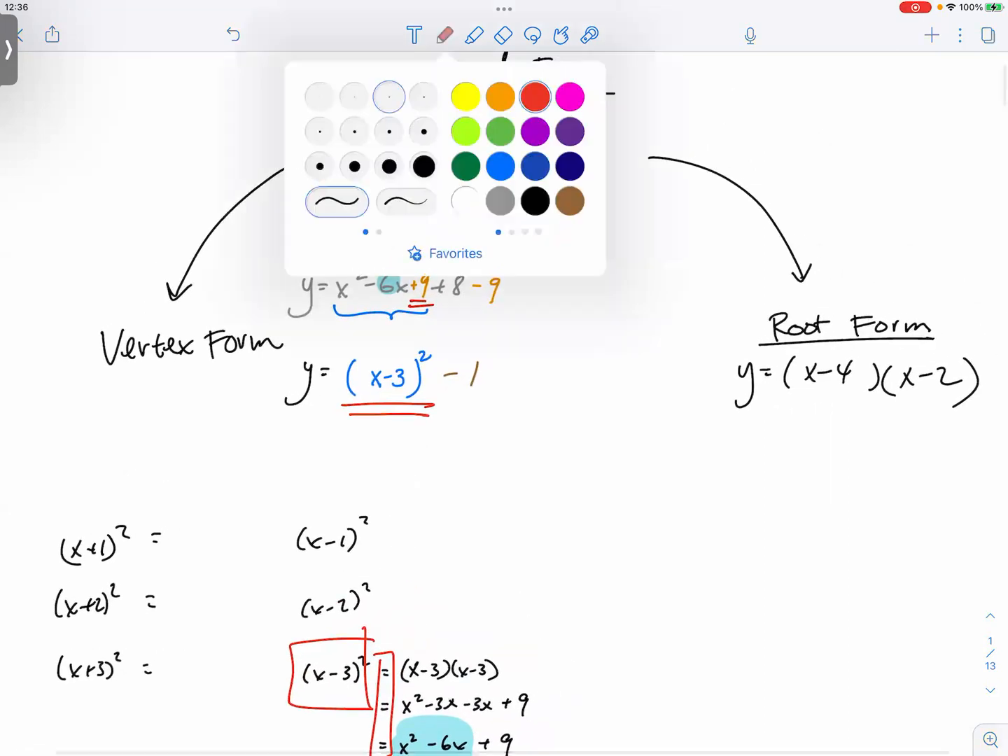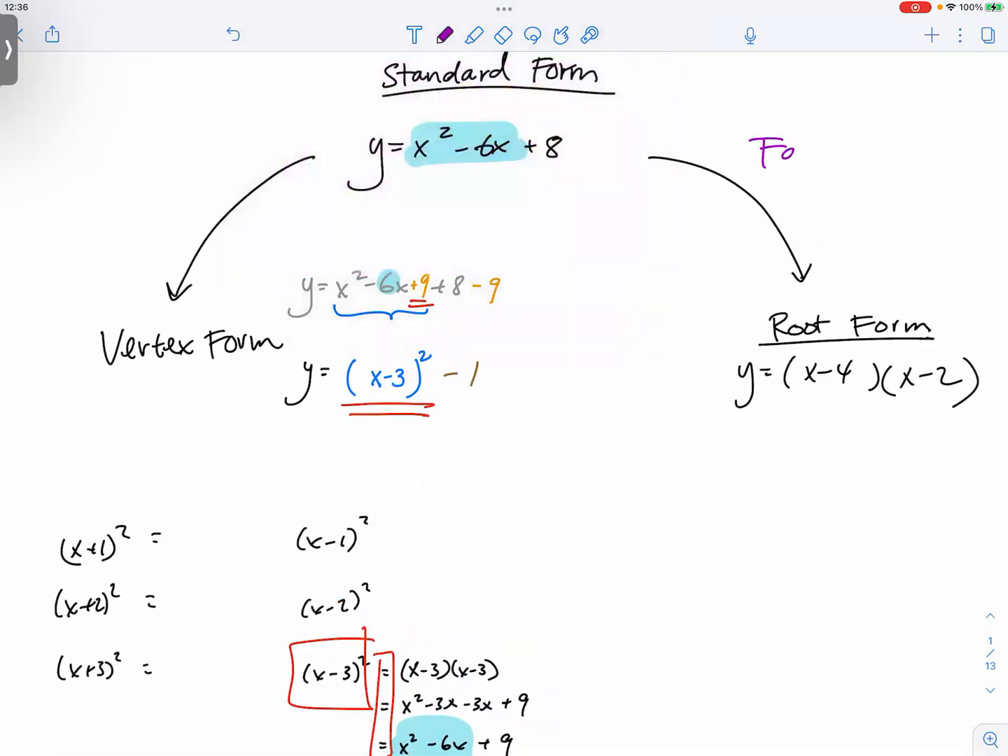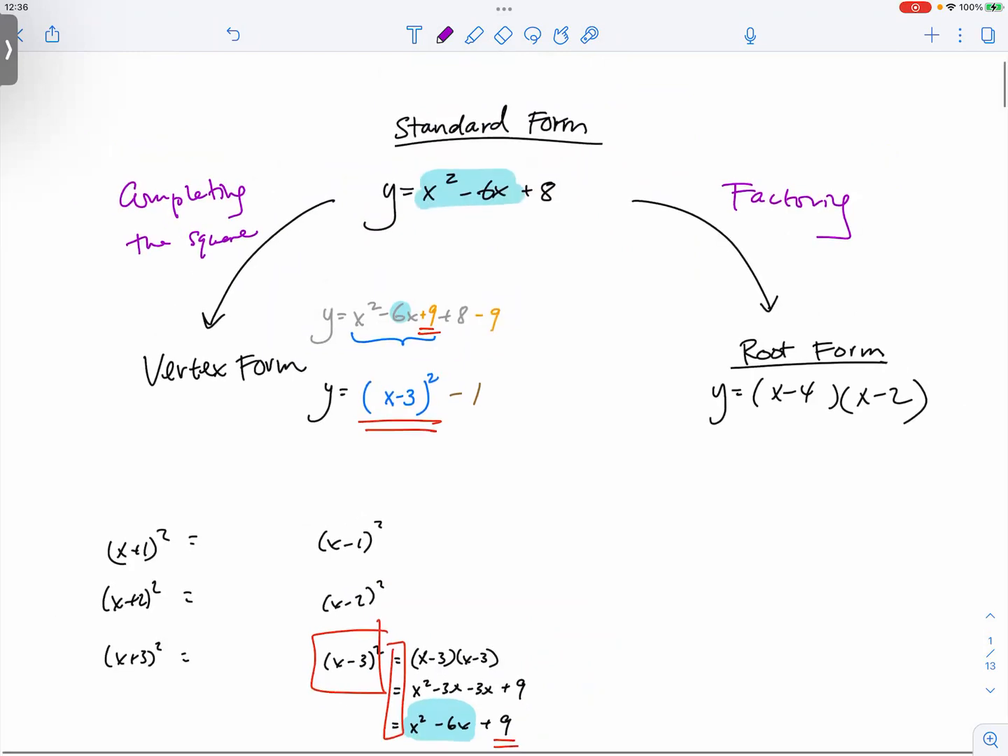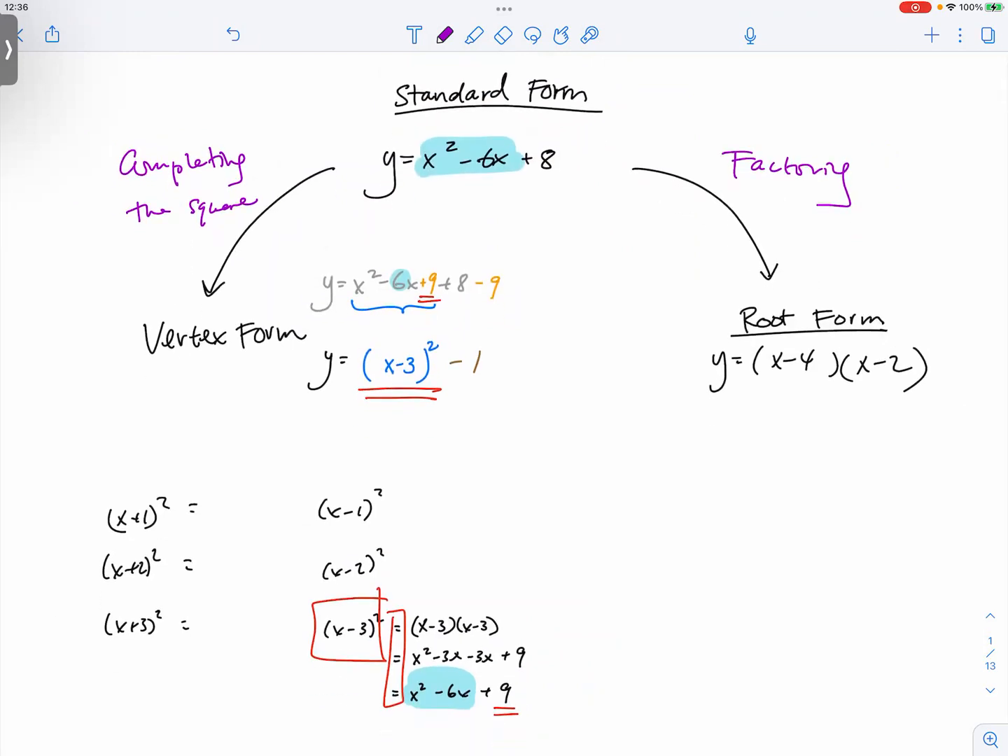So you should be ready to change your standard form into root form or the vertex form whenever you are presented with a standard form. Okay, you never know what form you'll be given, but if you have a standard form, then you should be ready for it.